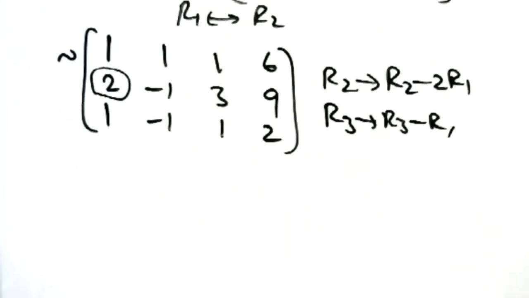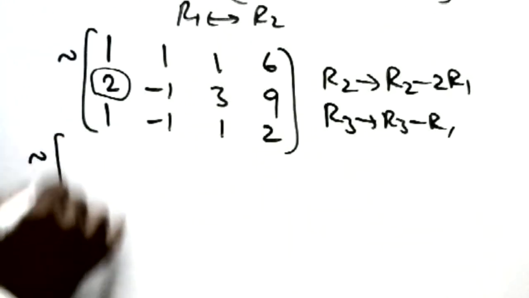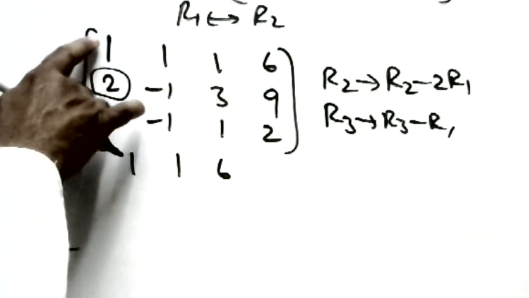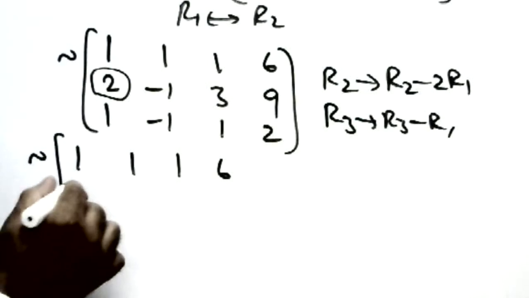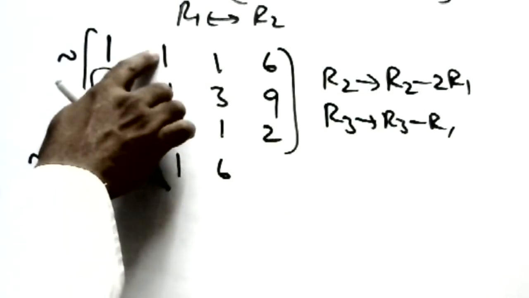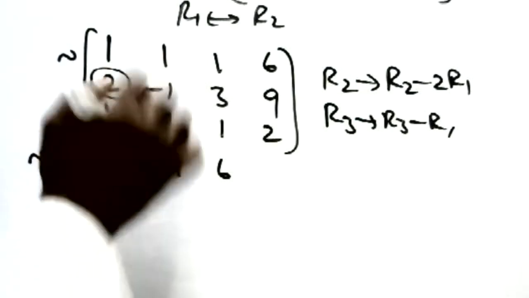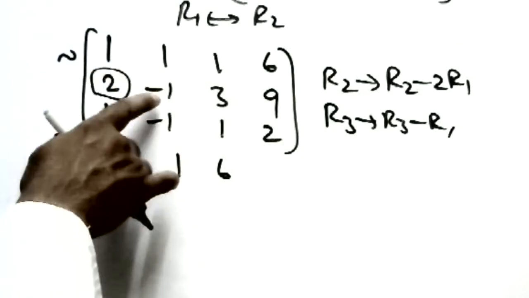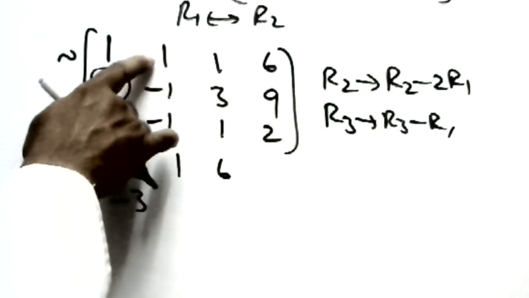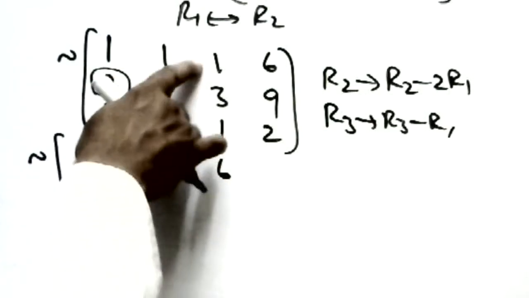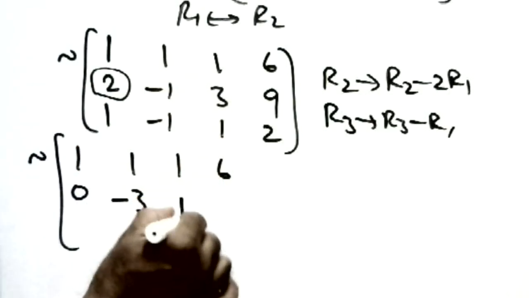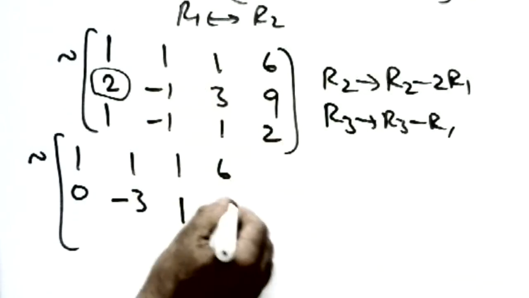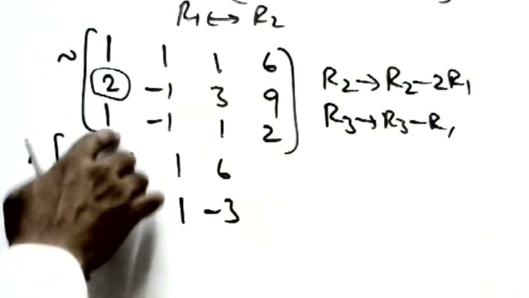Now changing here. See here, the first row we are not changing. Let me write it as it is: 1, 1, 1, 6. R2 minus 2 R1: 2 ones are 2, 2 minus 2 is 0. Minus 1 minus 2 ones are 2, so minus 3. Then 3 minus 2 is 1. Then 9 minus 6, 2 sixes are 12, so 9 minus 12 is minus 3.